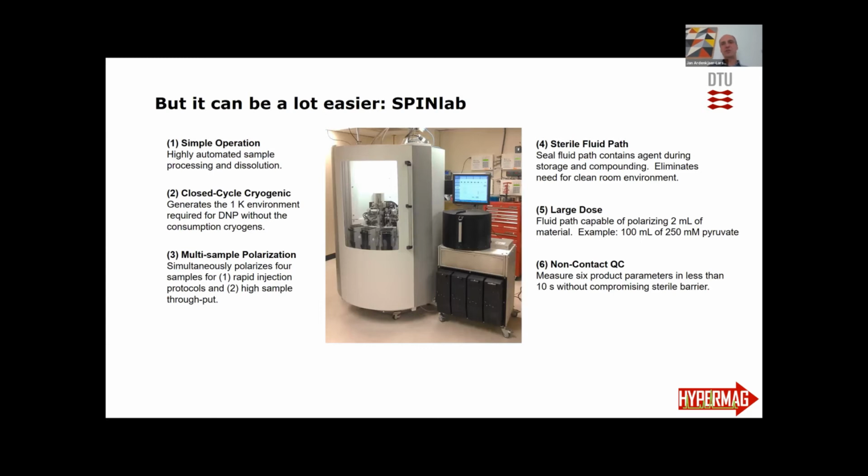So what you saw in the video was an illustration of what the dissolution DNP is, how it takes place. But of course, as I said, in a clinical environment, it has to be automated and packaged in a completely different way, both for patient safety and from the operator perspective. So the SpinLab, which is developed by GE, serves that purpose. It's fully automated. It has closed cycle cryogenics, which means it doesn't consume any liquid helium, but still reaches a very low temperature. It has multi-sample polarization because, as I said, DNP is a fairly slow technique, so the sample typically sits in the cold environment for an hour.